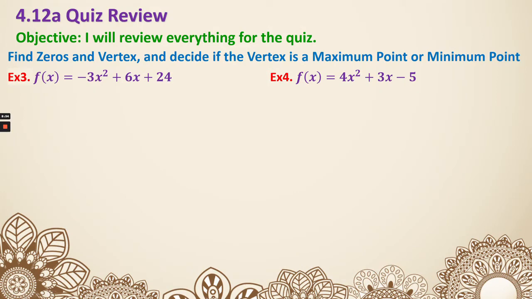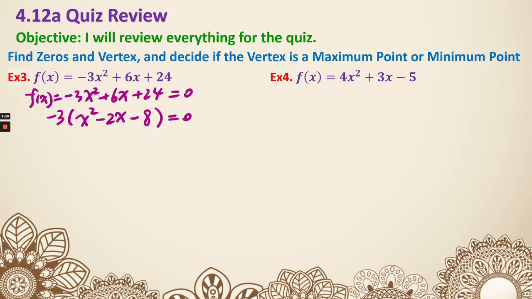Next, example 3. We're going to find the zeros and the vertex and decide if it's a maximum point or a minimum point. So first, we're going to find the zeros. That means we need to set it to 0 and solve. So f of x equals negative 3x squared plus 6x plus 24 equals 0. Now I'm going to factor out the negative 3. I have x squared minus 2x minus 8 equals 0. And I can factor. I will get (x minus 4)(x plus 2) equals 0. My intercepts would be right there, (4, 0) and (-2, 0). These are my zeros.